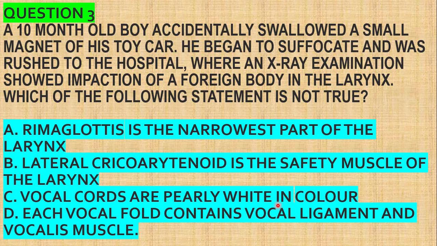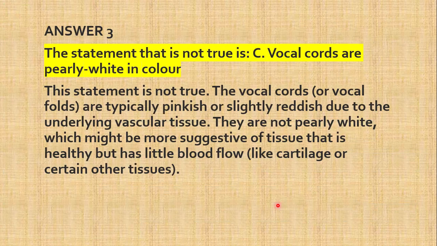A, rima glottis is the narrowest part of the larynx. B, lateral cricoarytenoid is the safest muscle of the larynx. C, vocal cords are purely white in color. And that is the answer to the question.